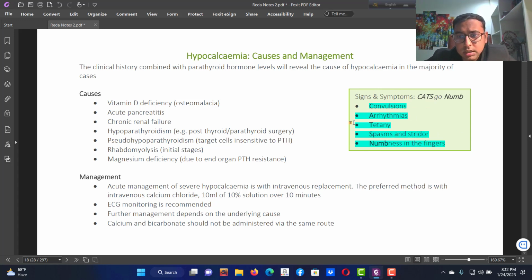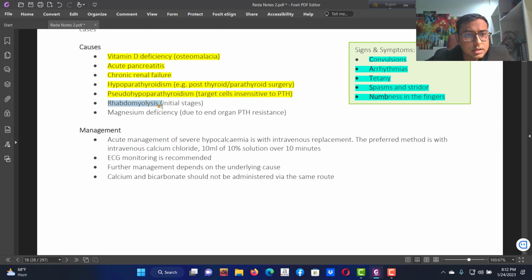There are some conditions in the exam that come from this diagram. Vitamin D deficiency, osteomalacia, acute pancreatitis causes hypocalcemia also, chronic renal failure, hypoparathyroidism, that is post thyroid and parathyroid surgery, pseudohypoparathyroidism, target cell insensitivity to PTH, and rhabdomyolysis if muscle is lost. There was an exam where they asked about rhabdomyolysis, which causes hypocalcemia, in January 2023. Here in the MRCS Part A exam, rhabdomyolysis is asked.